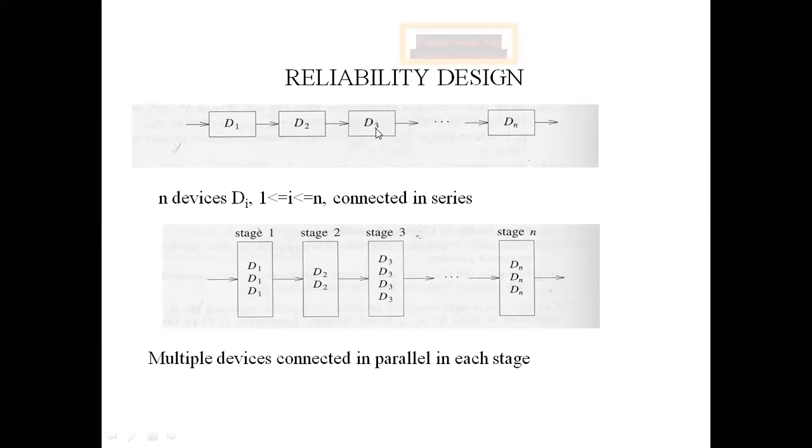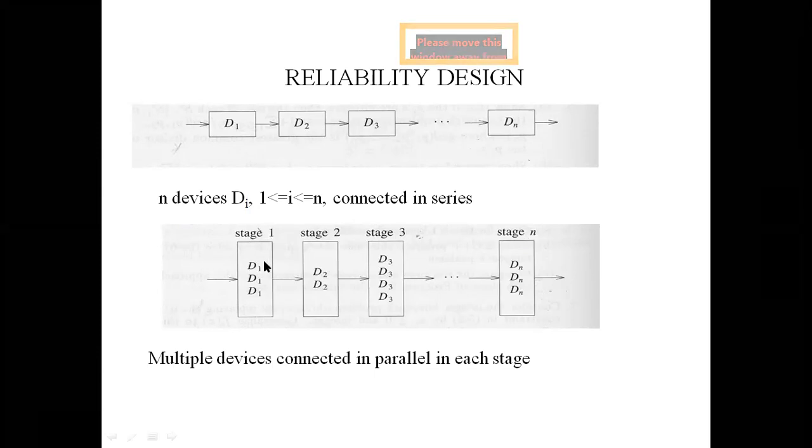Okay, D1, D2, D3, Dn. These are the devices. There are N devices, Di, where i is between 1 and N, connected in series. So we have stage 1, stage 2, stage 3, stage N.